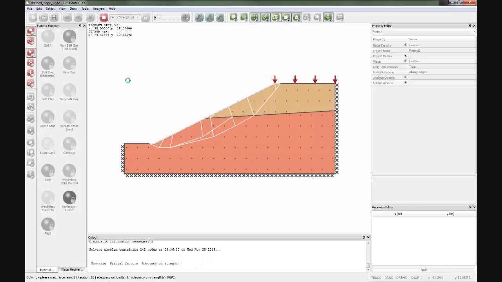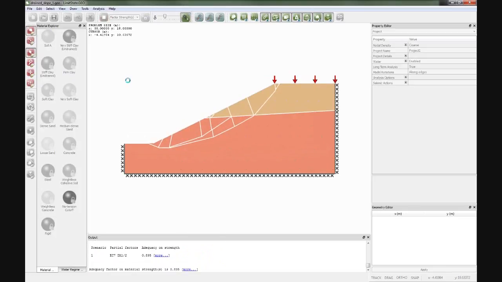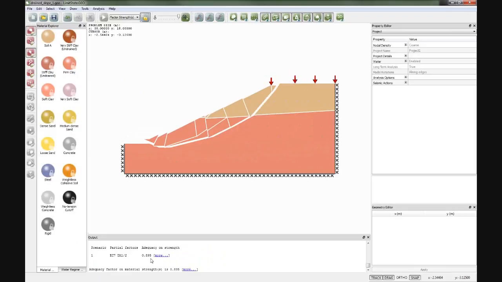So again, when we analyze this through, we actually get an adequacy of 0.895. Now that's less than 1. That means that this slope does not comply with design approach 1 combination 2. That number needs to be bigger than 1. It basically means that in the whole system, the soil strength needs to be increased by the reciprocal of 0.895 in order to make it just stable or just comply with the Eurocode factors.